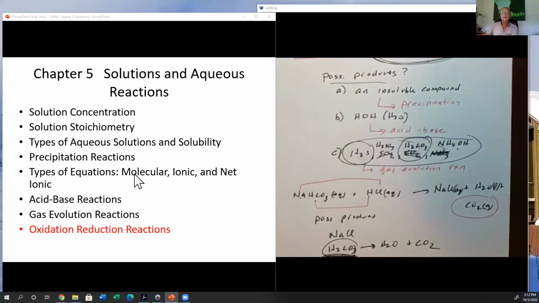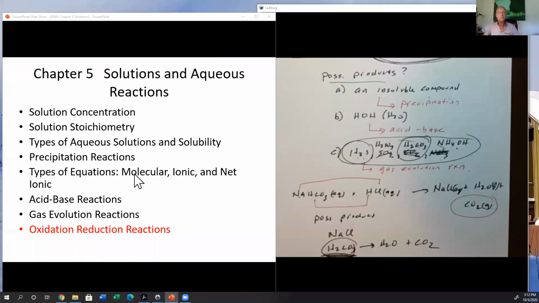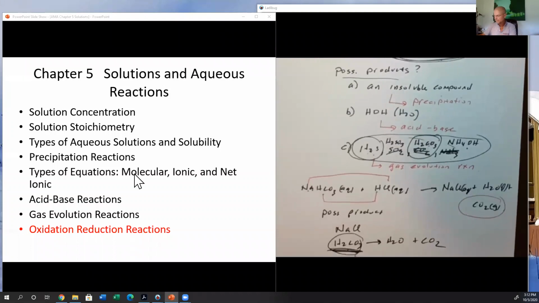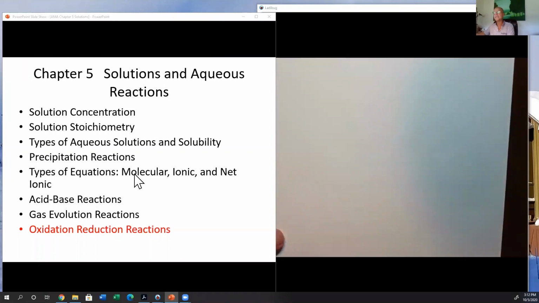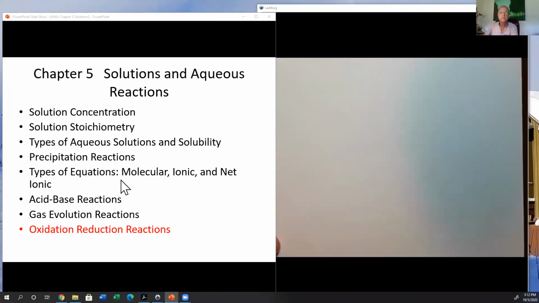Okay, our last class of reactions that I want to look at don't follow this same pattern, and you don't have to be able to predict them. I just want you to be able to identify them, okay? And this class of reactions is called oxidation reduction reactions.